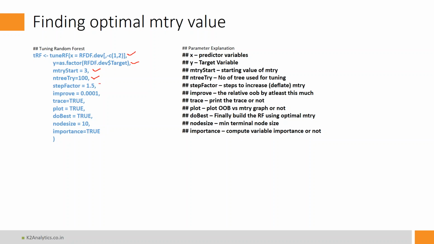Step factor 1.5. What is the step factor? The tuneRF function in the background is going to call the random forest function. Initially it will call the random forest function saying the number of trees to be built is 100, the number of variables to be considered is 3. It builds a random forest model and computes the out of bag error rate. Then it is going to do 3 into 1.5. 3 into 1.5 is 4.5. I cannot have 4.5 variables. Sorry, 4.5 will be 4 variables or 5. So it is going to say 4.